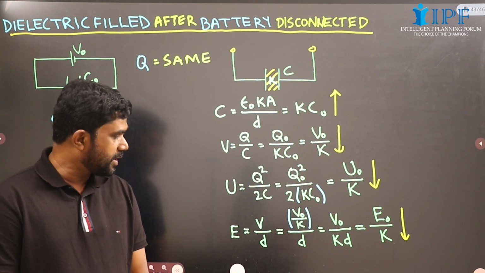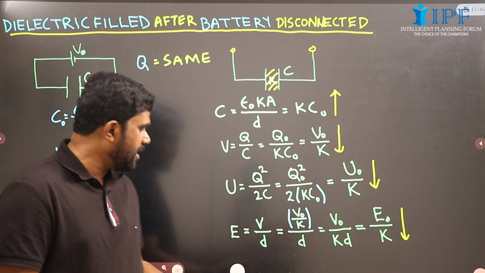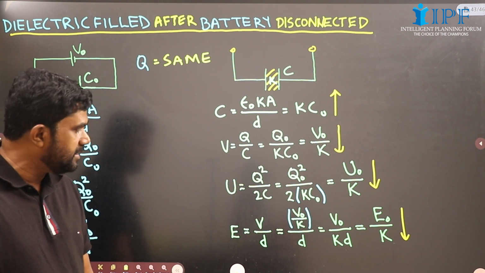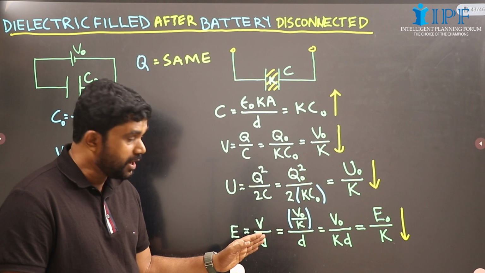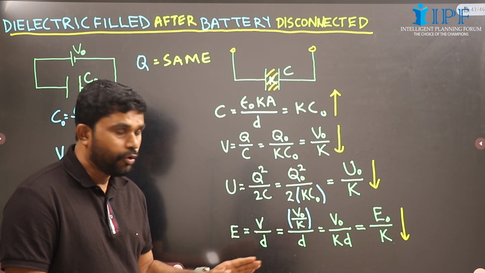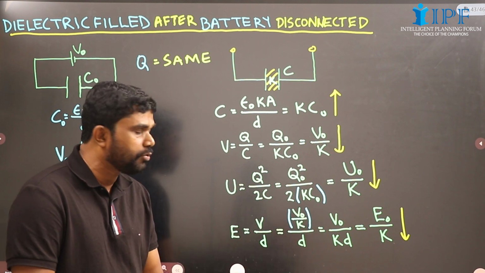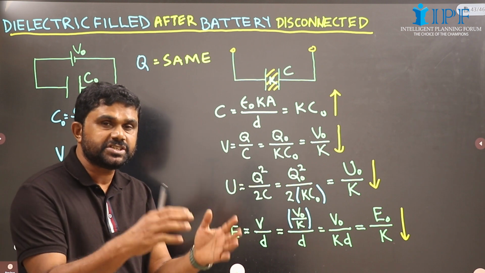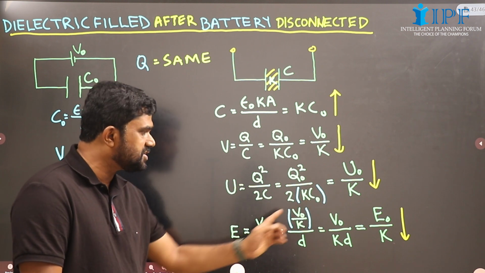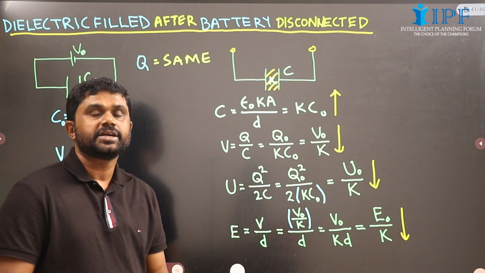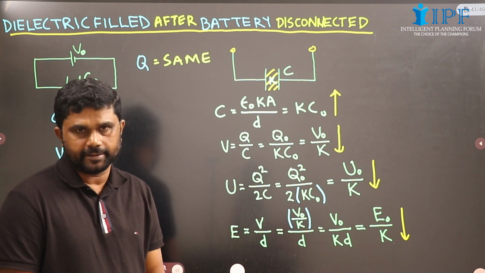Now finally we have the intensity of electric field E, which is equal to V by d. V is now V0 by K, whole divided by d, so we can write V0 divided by Kd, in which V0 by d can be replaced by E0. So the final intensity of electric field is E0 by K. It is also reduced by a factor K.